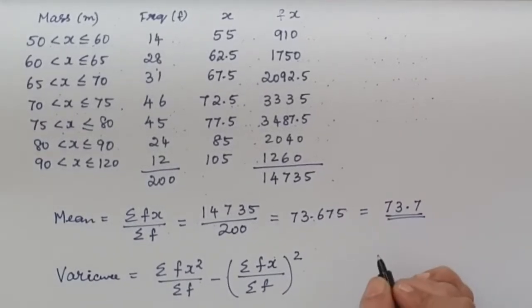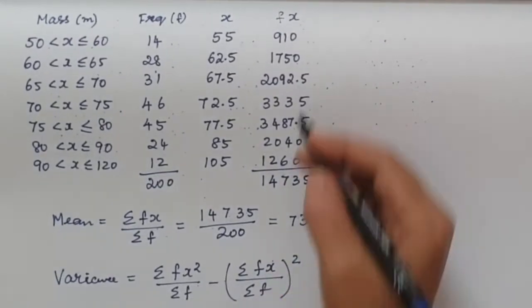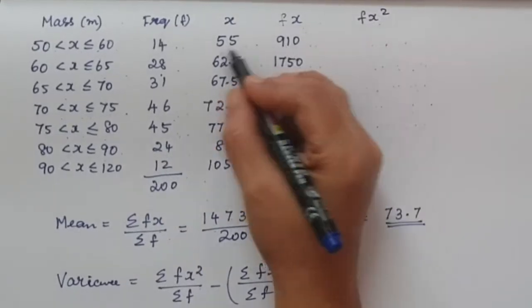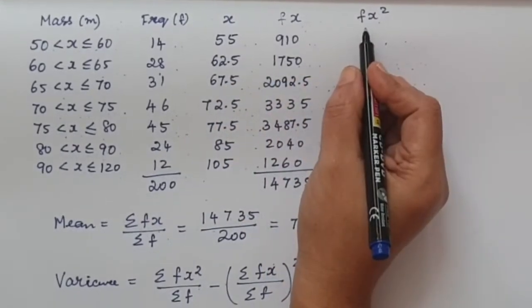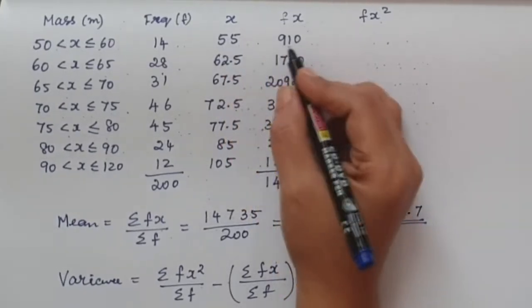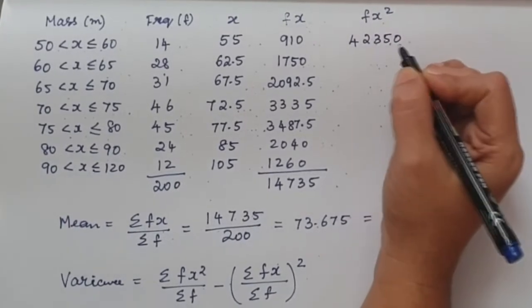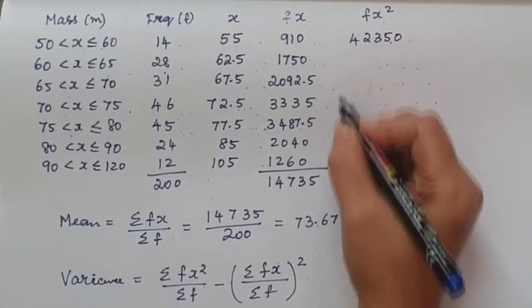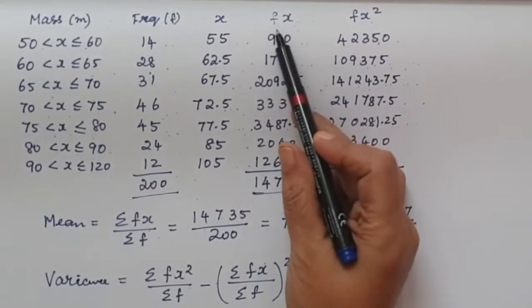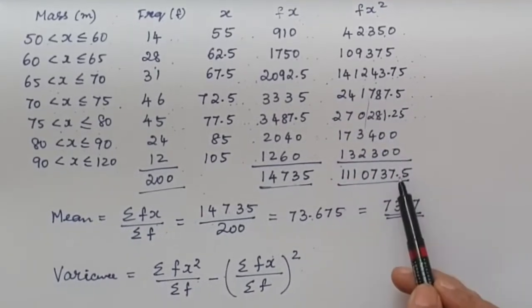This is our mean. Now, for the variance, we need to find fx squared. That is x and fx multiplied, which gives fx squared. So x and f when you multiply, the first one, 55 into 910, will give us 42350. Like that, we'll multiply all the values and write them out. Here I have multiplied and written all the values, then added them up, and we get this answer.